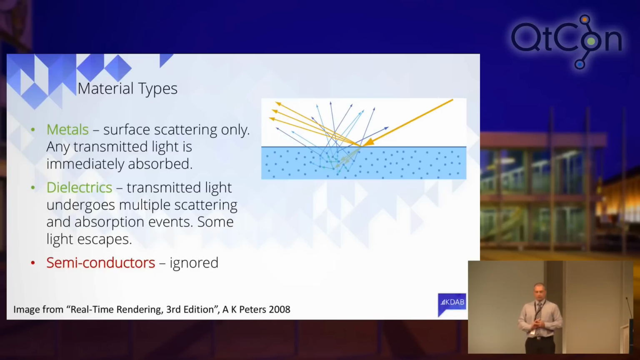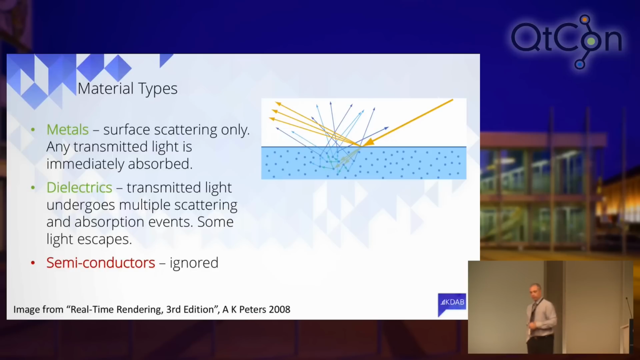Dielectrics, on the other hand, insulators, they too will reflect some light at the surface, but any light that does penetrate and isn't reflected will undergo multiple scattering events and also some absorption events. So the different colors here inside that picture are supposed to represent some light being absorbed and changing color and then coming out again. And you can see because it's undergoing many, many scatterings in that surface, it randomizes the direction of the light somewhat. And then finally, there is a third type of material, semiconductors, but we're going to ignore that because we don't tend to render semiconductors in real time.